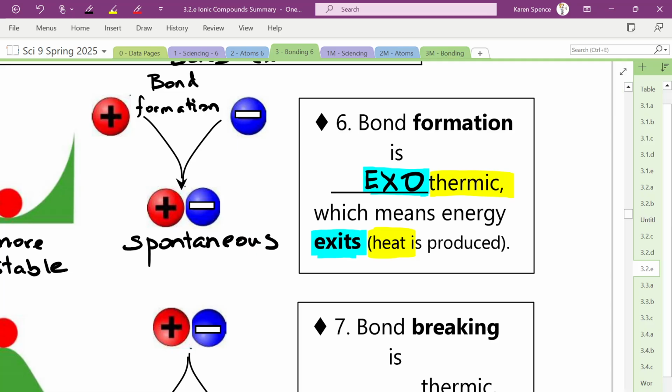And I really need to write myself a note to bring in my sodium because I'd like to show it to you tomorrow because it is a beautiful exothermic reaction. Bring sodium. Okay?